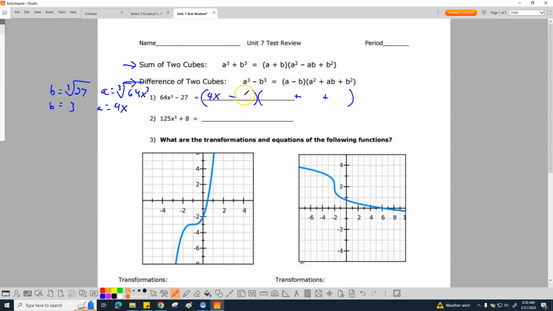My B is 3. Now it wants A squared. If I square this, A squared is 4x squared, which gives you 16x squared. So there's 16x squared for A squared. A times B: there's my A, 4x, and B is 3. That gives me 12x. And then B squared: here's my B, I'm going to square it. It's going to be 9.